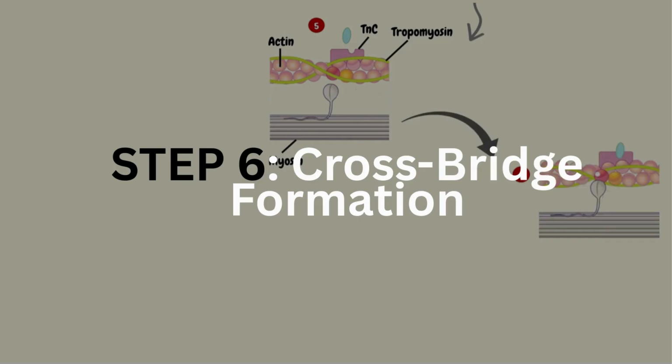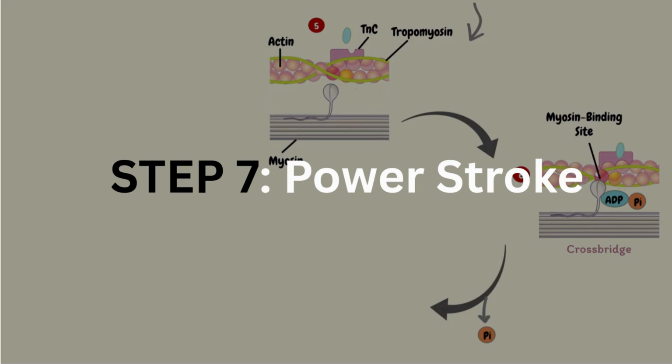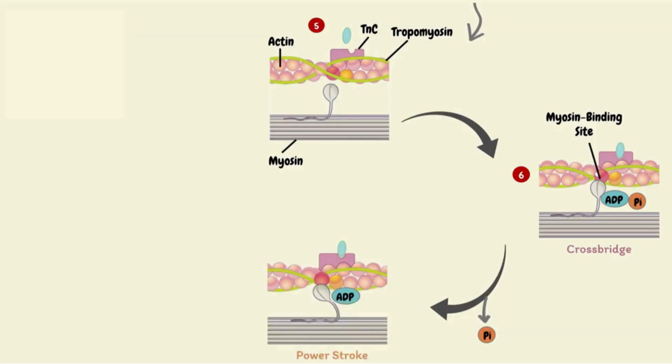Step 6. Cross-bridge formation. The myosin head binds strongly to actin, forming a cross-bridge. ATP is hydrolyzed into ADP and inorganic phosphate. Step 7. Power stroke. The release of inorganic phosphate initiates the power stroke, during which the myosin head pulls the thin filaments towards the center of the sarcomere, producing force and shortening the muscle. ADP is released at the end of this step.